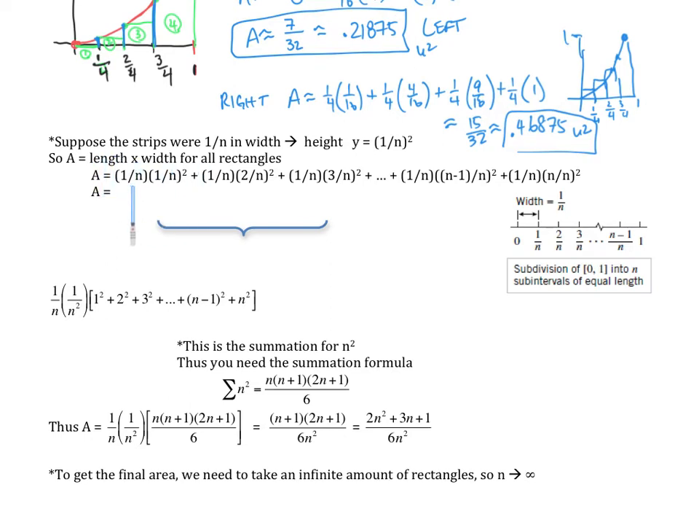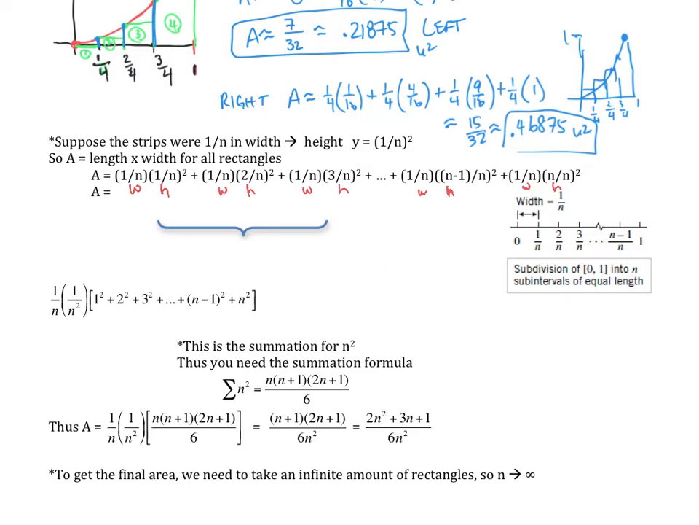So this is the width right there. Let's say this is our width, this would be our height. The second rectangle, the third rectangle, etc. This is the (n minus 1)th rectangle. So there's our height, and this is our nth rectangle. So we have a summation that we're going to do here.